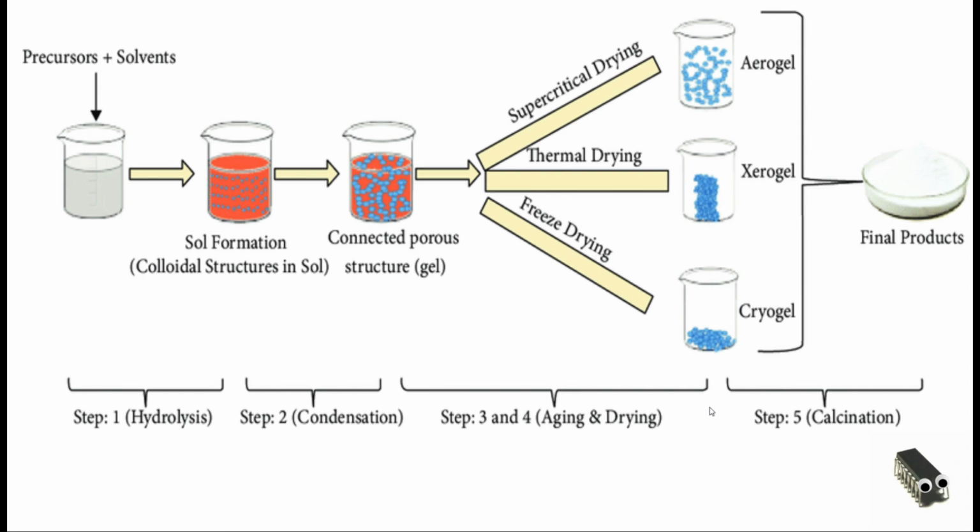So the next one is freeze drying, where we freeze the solvent, then remove it by turning it directly from solid to gas. So basically we remove it by the sublimation method. For this we get something called cryogel, which has lower density than xerogel but a bit higher porosity, a bit higher pore volume.